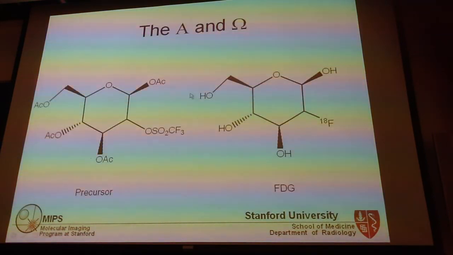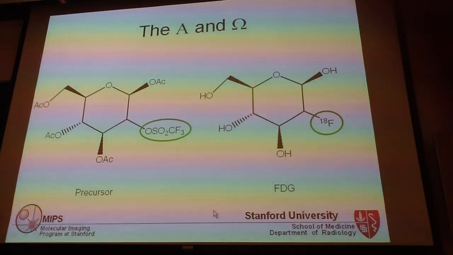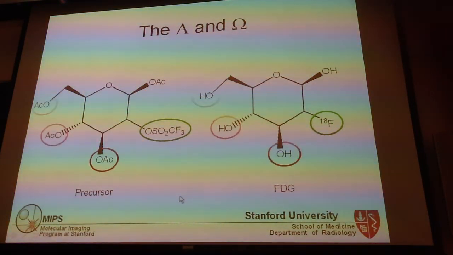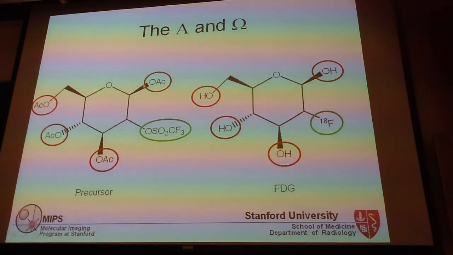Now this is what we start with when we do the synthesis. For the FDG, what we basically do is we're going to remove this and replace it with the fluorine. So we have these synthesis modules that they use, and this is what our final product is going to be over here. All of these radicals over here are removed and replaced with hydroxyl radicals. That's our sugar molecule.